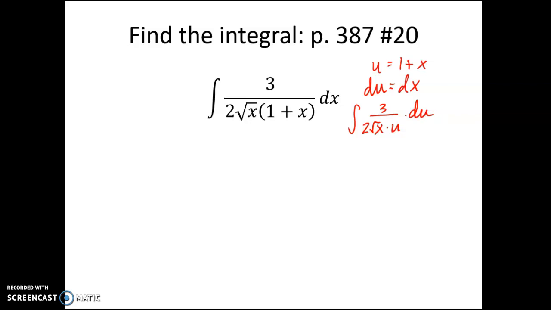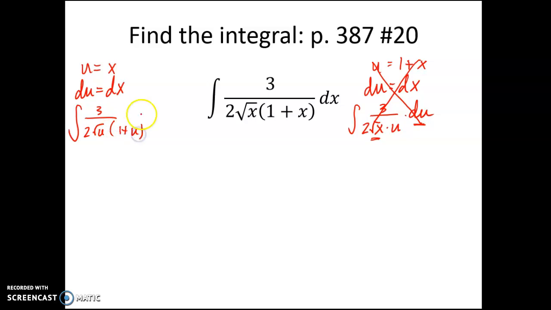Well, that doesn't do me a whole lot of good because now I have u, but I still have x in my integral. Another possibility, what if we just let u equal x? Then again, du would equal dx. So if I make all those substitutions, 1 plus u times du. All I've done is rewrite the exact original integrand with a u instead of an x. So sure, all the variables match, but it doesn't do me any good for integrating.